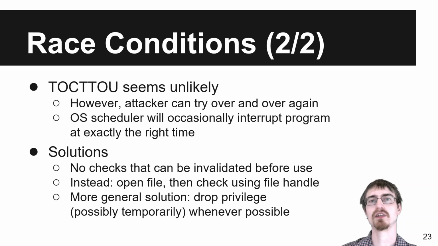So what are the solutions? Well, as I mentioned, fundamentally the issue here is that we have this path, and it's looked up twice. So the first time it looks up the path for access, and the second time it looks it up for printing. So we need to make sure that the check cannot be invalidated before it's used. So what could we do? We could first open the file and then use the file handle.